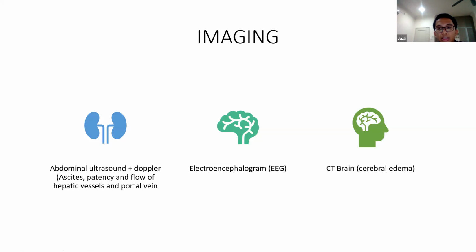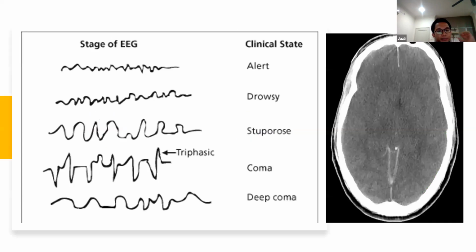For EEG, you want to assess how severe the hepatic encephalopathy is, because as you can see in the PITS protocol, they have different changes of EEG in the different stages of hepatic encephalopathy. CT brain, because at times hepatic encephalopathy is associated with cerebral edema, and even in the management afterwards, you will see that there are certain measures associated with the management of cerebral edema. So for stage of EEG, you can see there are differences in the clinical state of alert, drowsy, stuporous, coma, and deep coma. They have different stages of EEG.